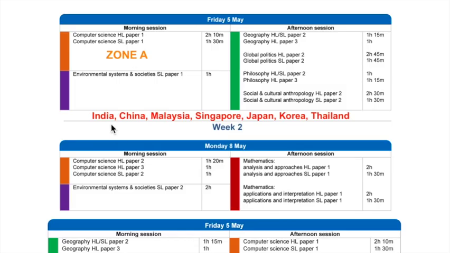Time zone A, which includes India, China, Malaysia, Singapore, Japan, Korea, and Thailand. All people in time zone A, you'll be having paper 1 on Friday the 5th in the morning. As I said, paper 1 is 1 hour long. Then you'll have the weekend, of course. If you have math on Monday afternoon, you'll have to be doing some math. Hopefully, there won't be too many people taking computer science and ESS. But if you do, there will be a conflict or a clash, and your IB coordinator will have to help you in sorting that out. But on Monday the 8th, you will be having paper 2 in the morning, paper 2, 2 hours long. That, of course, is just for time zone A.